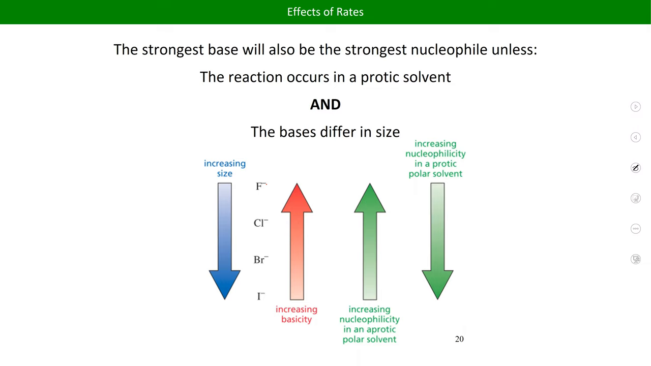All right, so here's our general rule. The strongest base will also be the strongest nucleophile, unless the reaction happens in a protic solvent and the bases are different in size. So fluoride is a better base than the rest of the halides. But if you're in a protic solvent, fluoride is the worst nucleophile, because it's the better base.